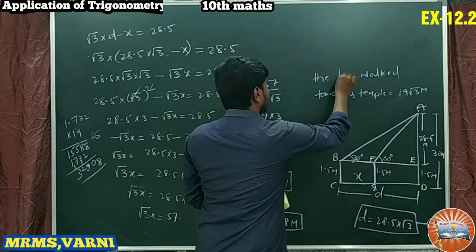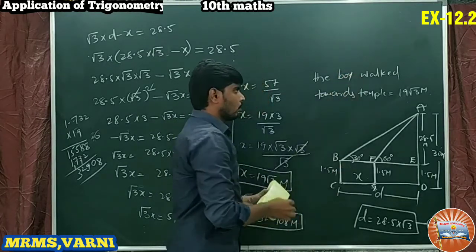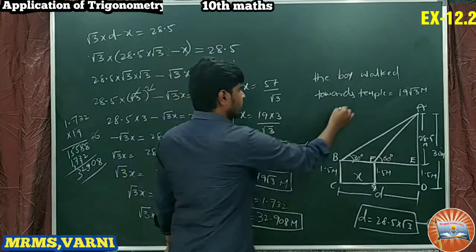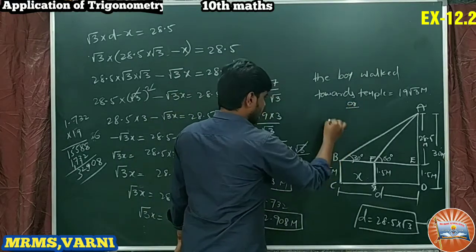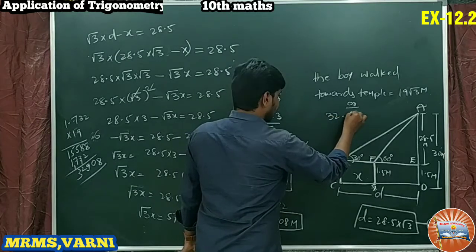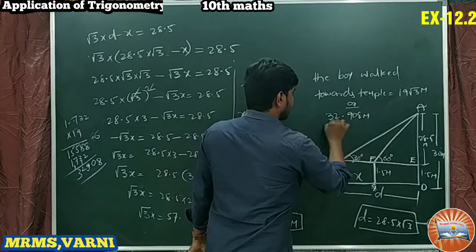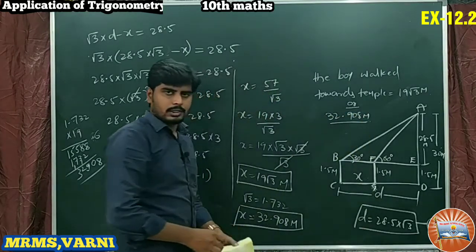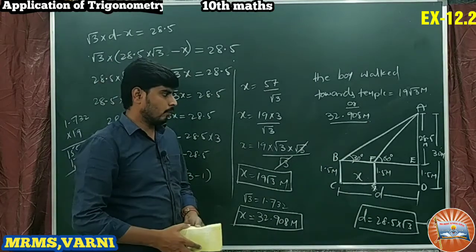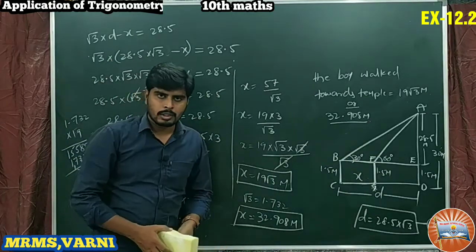Given the boy walked towards the temple is 19 root 3, or 32.908 meters, is the answer. Is it clear? I hope you understand the problem. Take the problem.